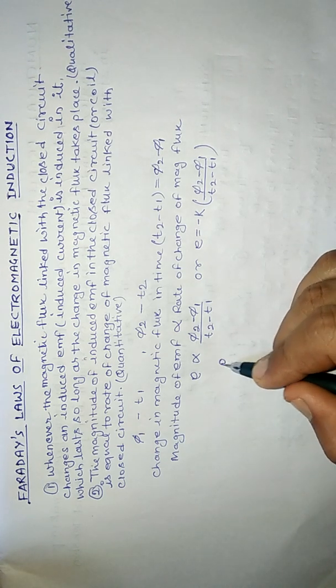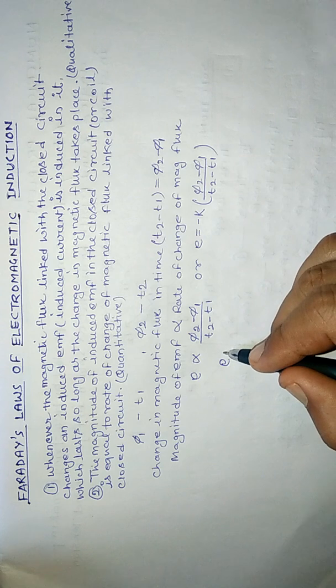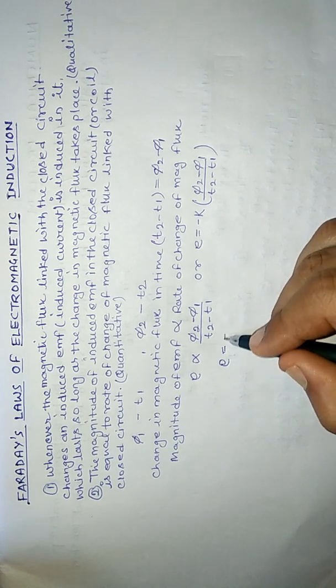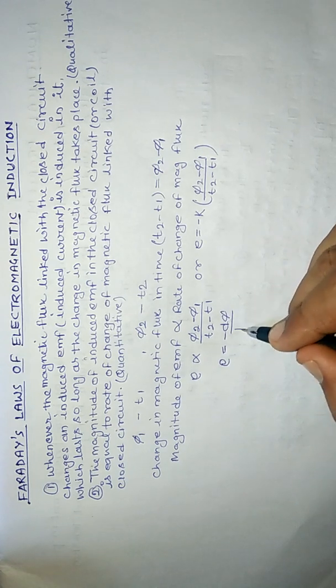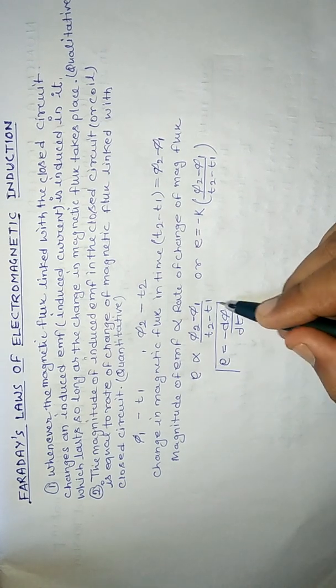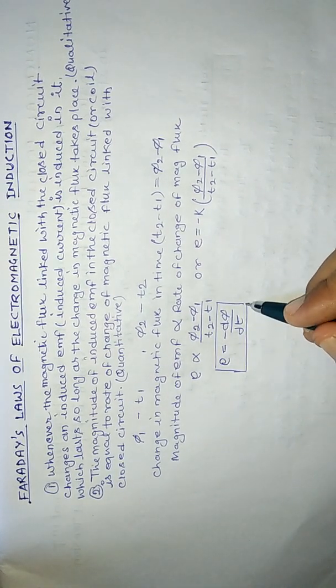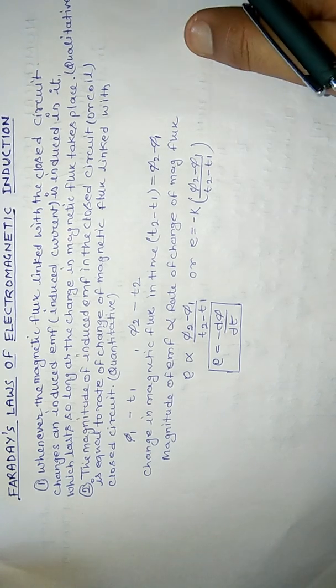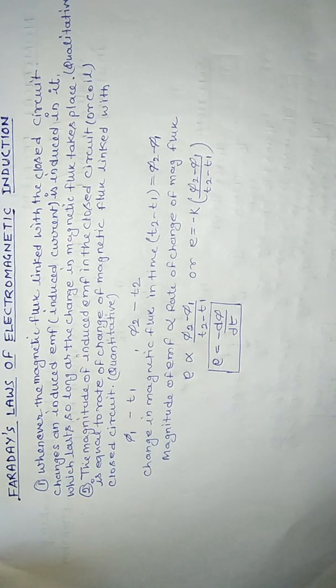So E can be written as E equals minus d phi upon dt. Here the negative sign indicates that the direction of induced EMF is such that it opposes the change in magnetic flux.